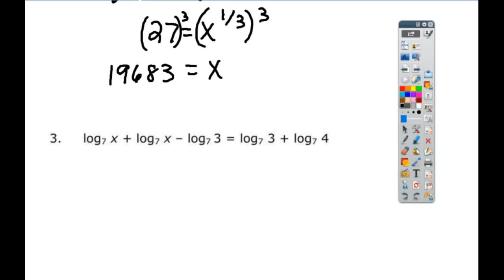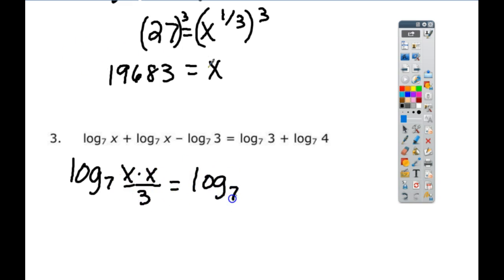So the next one. Condense down on both sides. So when I do that, this is what I get. I have x times x, and the minus means divide. So now this is equal to this, so I can just set this equal to this. So what is x times x? X squared over 3 equals, and what's 3 times 4? 12. So now what do I do?